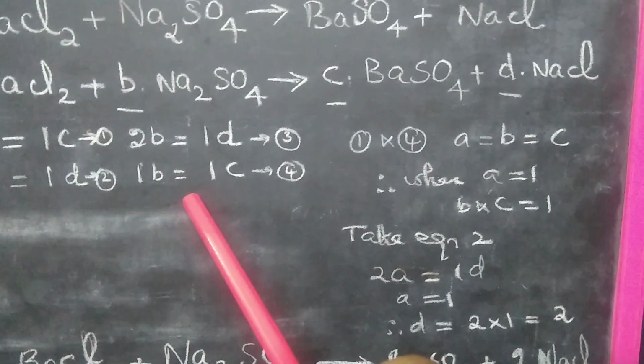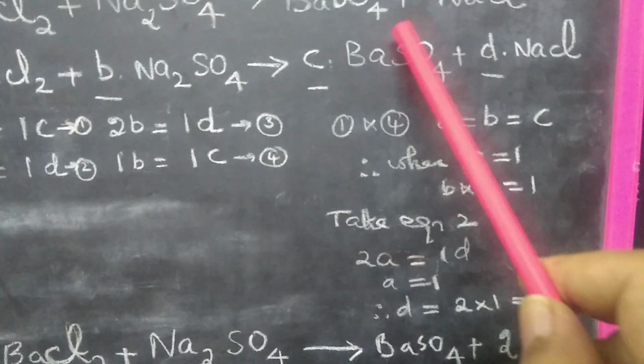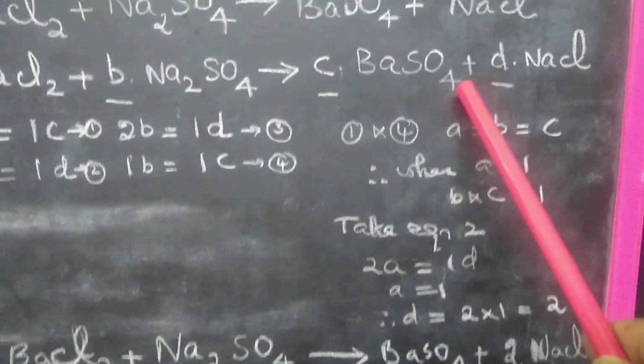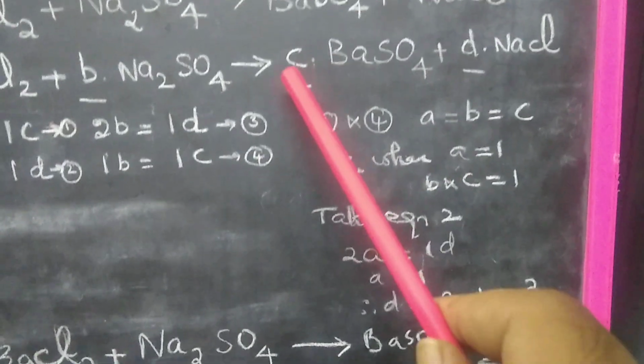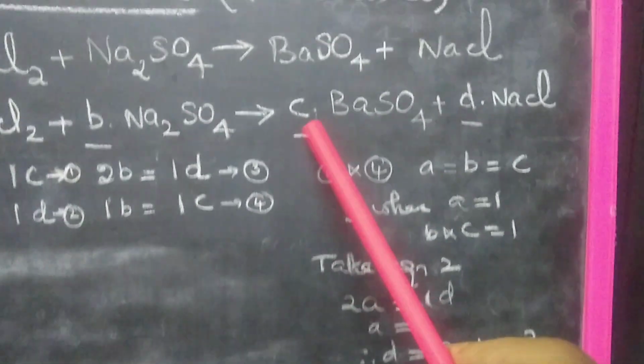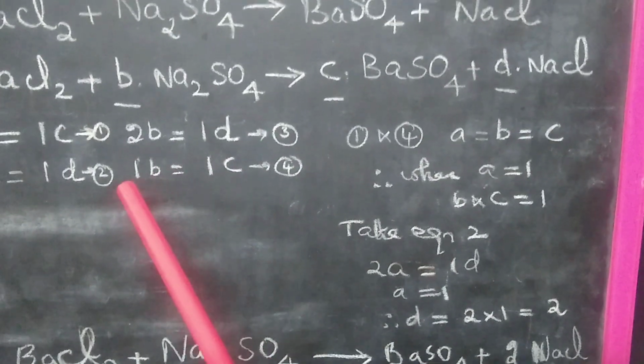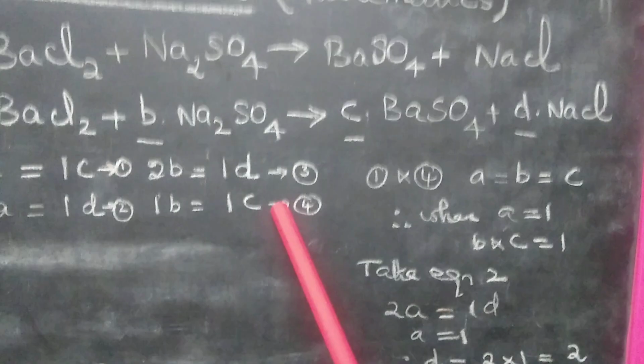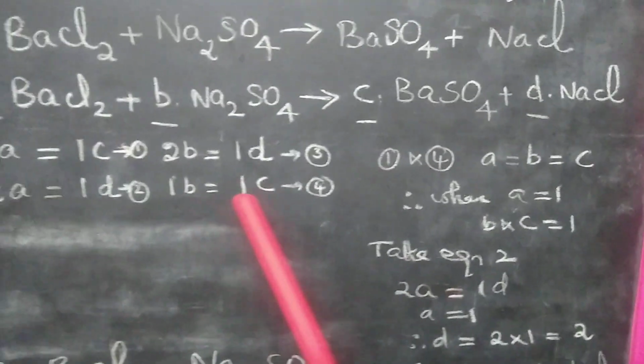Therefore 1B is equal to, in the product side where is SO4? Here. How many SO4? Only 1. Therefore 1 is multiplied by the number in front, which is C. Therefore 1C. Therefore 1B is equal to 1C. That is B is equal to C.